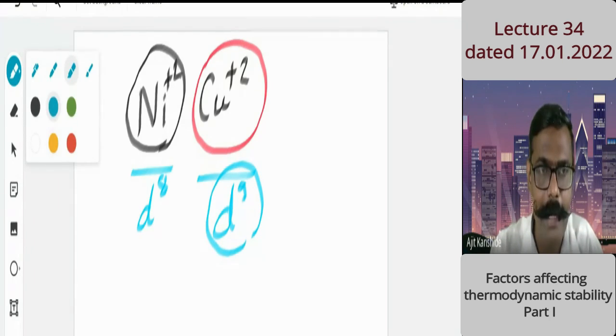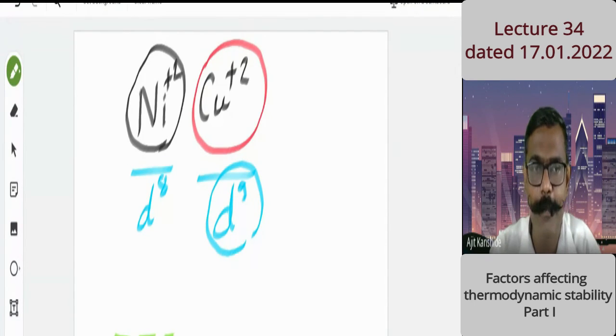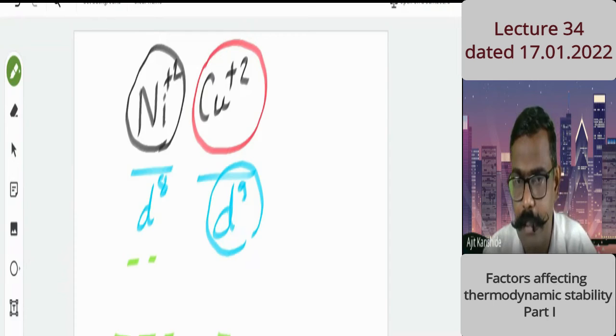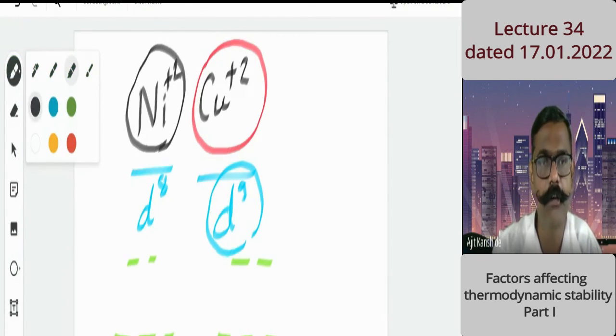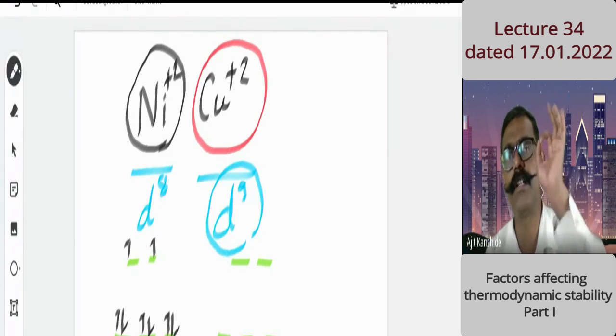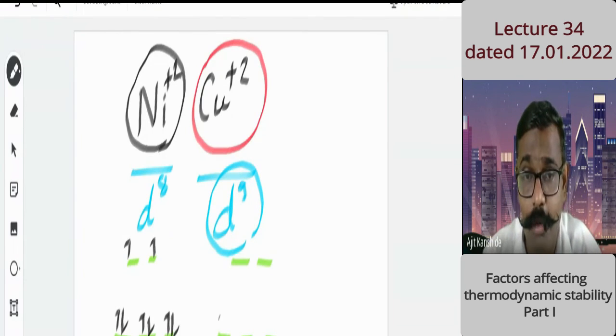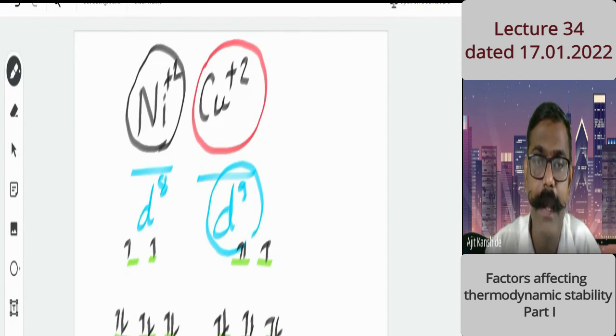To help you, I will write the electronic configuration. For D8, the T2G orbitals I am representing here, and these are EG orbitals. Let me represent the electrons within them: first electron, second, third, fourth, fifth, sixth, seventh, and eighth electron. This is the D8 electronic configuration. For D9, how can I write? First, second, third, fourth, fifth, sixth, seventh, eighth, and ninth electron.